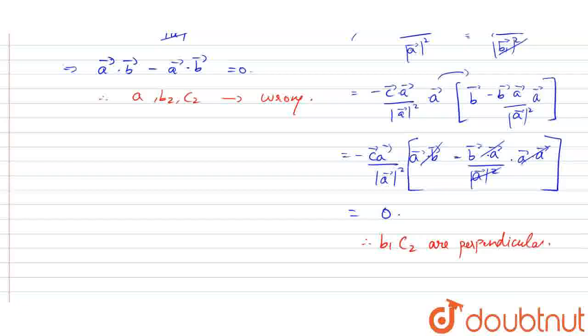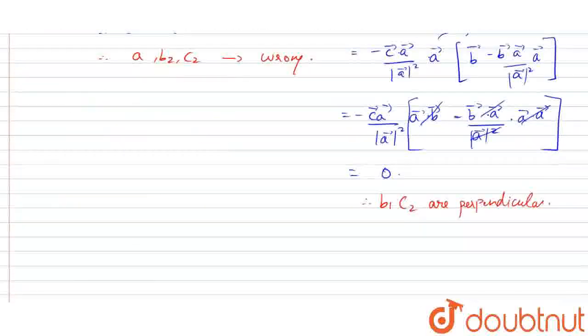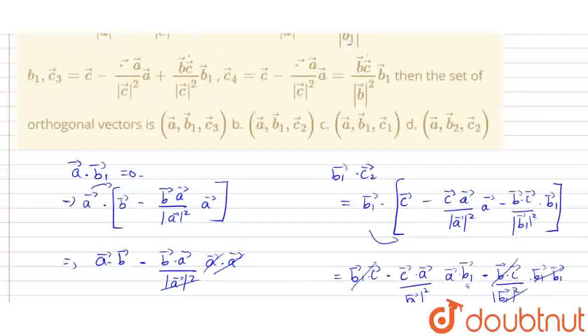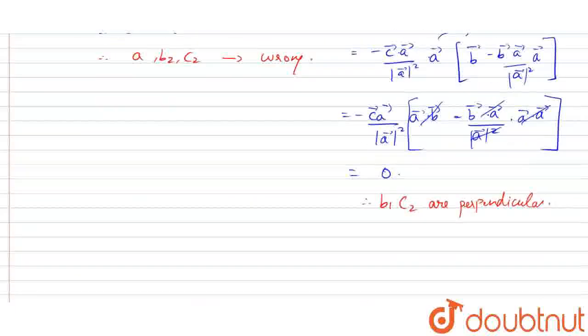Okay, students. Now, b1 and c2, so it is perpendicular. Next, I'm going to check whether a vector and c2 vector are perpendicular. I'm going to check a vector dot c2 vector, which is equal to 0.